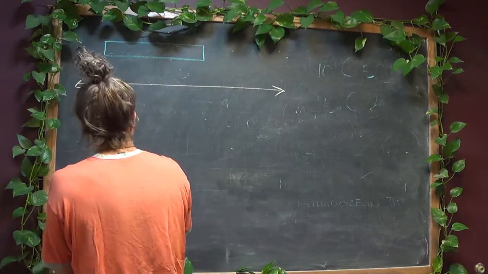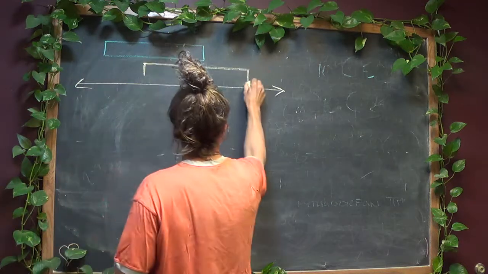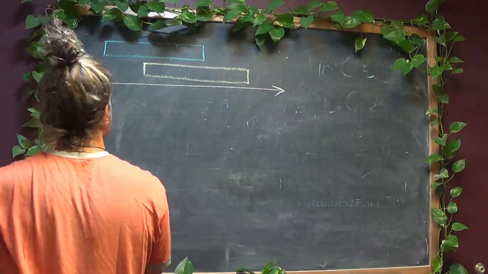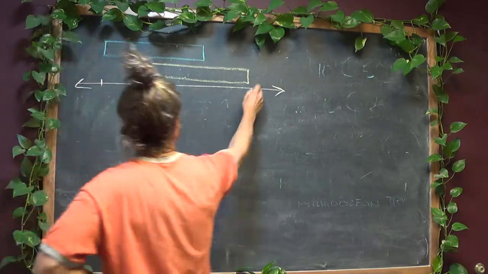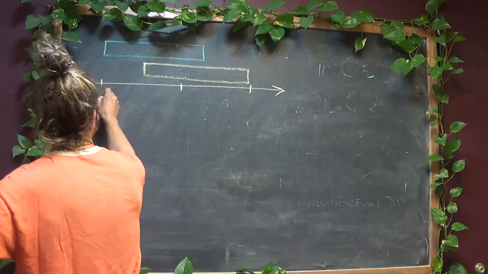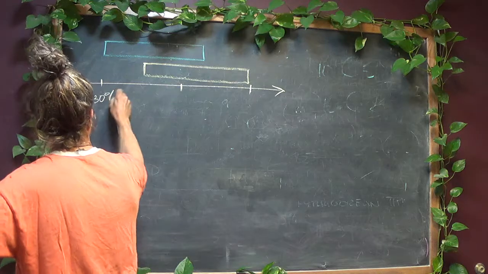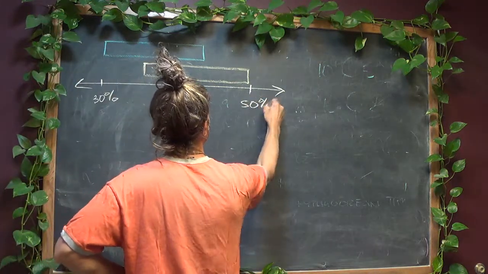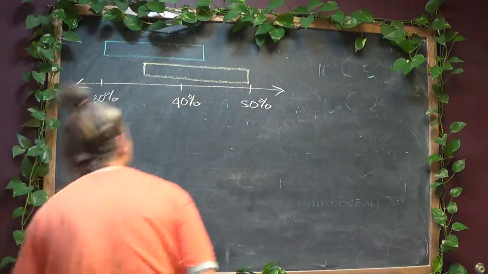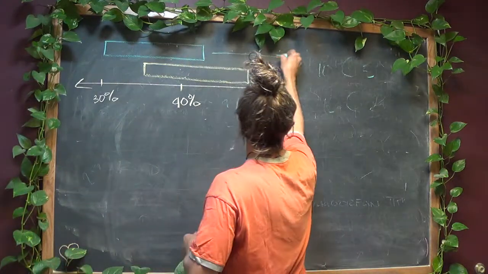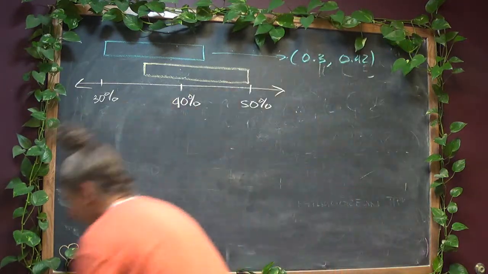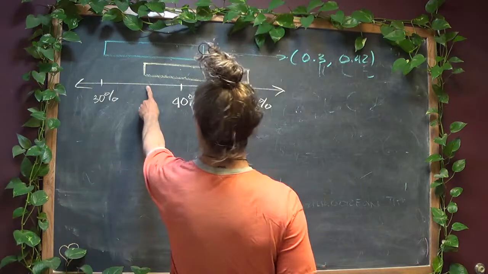Okay, so there's one, there's two, and let's throw some numbers up here just to compare them. So let's say this and this. Just to make the math easy, I think. So let's say that this is 30%, and this is 50%, and this is 40%. Okay, so it looks like confidence interval number one is about 30% up to about 42%. And it looks like confidence interval number two is maybe 35 to 50.